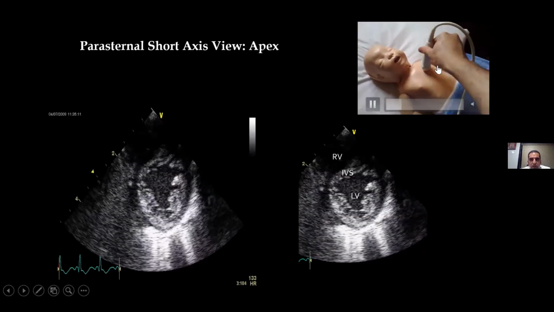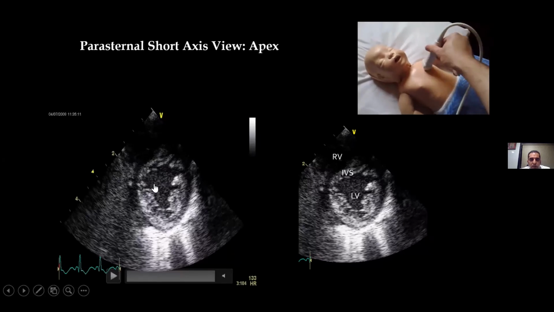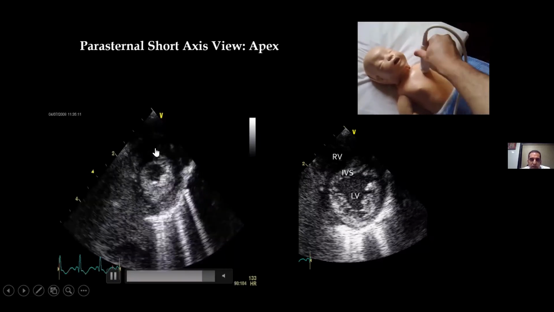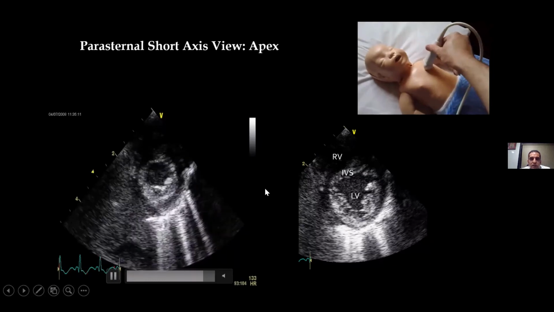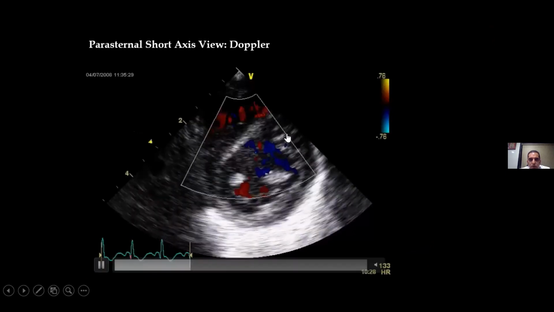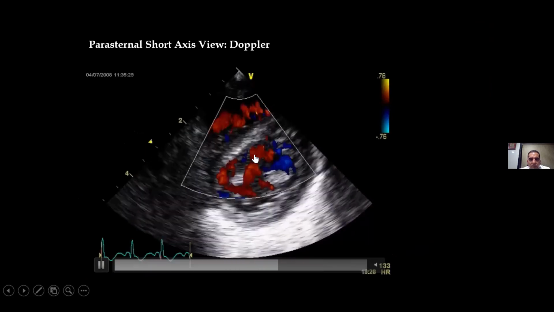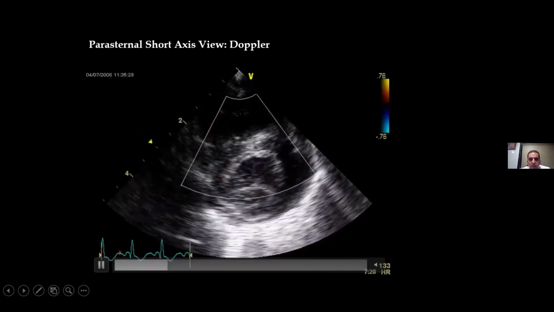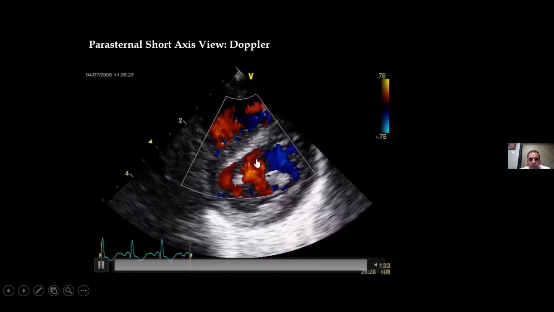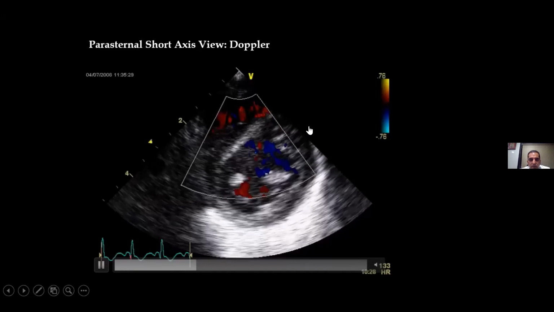If I sweep it further down to the apex, this is how the apex will look. This is the apex of the LV. So my apex is formed by the LV. RV is gone. It becomes very small. So it confirms that it is not a hypoplastic left heart. Then again, you can put a color window on the interventricular septum to see if there is any defect. If there is, left to right shunting from LV to RV is red, and right to left, RV to LV shunting, will be blue, because it is opposite to where the probe is. So it remains the same.